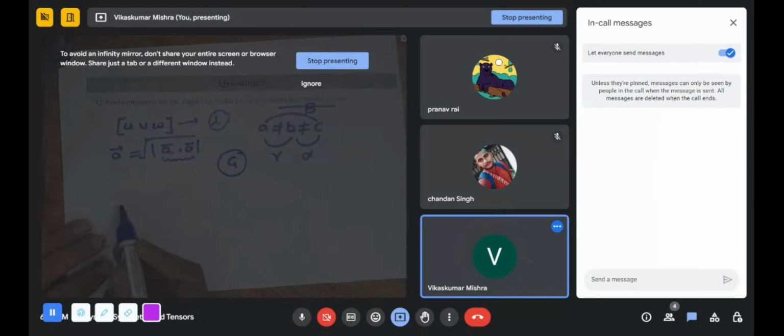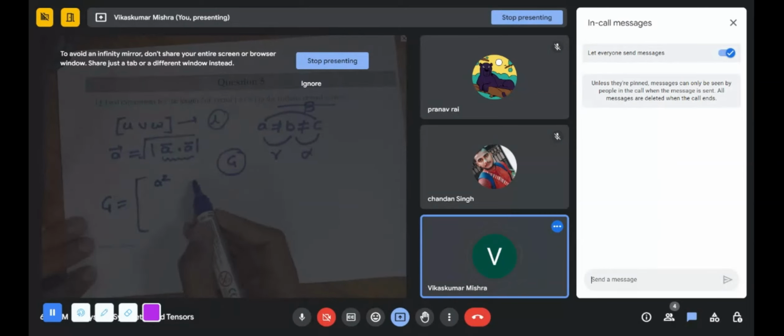Let us try to do it. The first term in the metric tensor, A dot A, will be nothing but A square only. It's not going to change. The second term is A dot B. We know the dot product of A and B is AB times the cosine of the angle between them. The angle between A and B is gamma, so it is cos gamma.